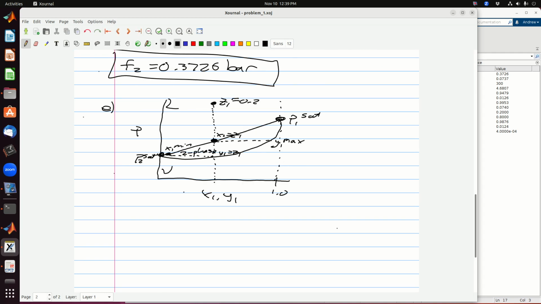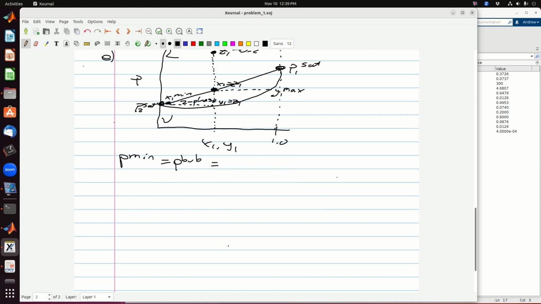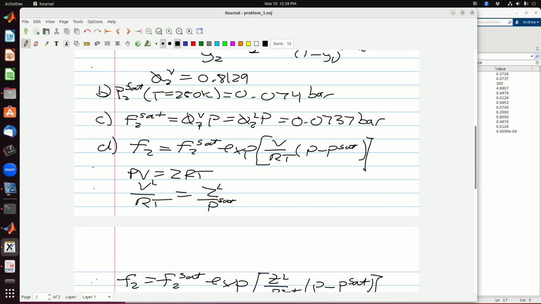Okay. So in E, I'm going to call it P min. All right, P min is going to be equal to P bubble for that mixture. It's going to be 6.148 bar. So if I want to keep my system as a liquid, then I need to keep it at a pressure greater than 6.148 bar.